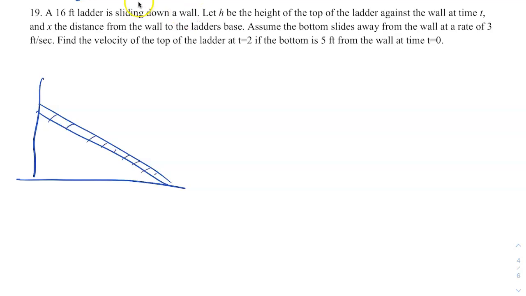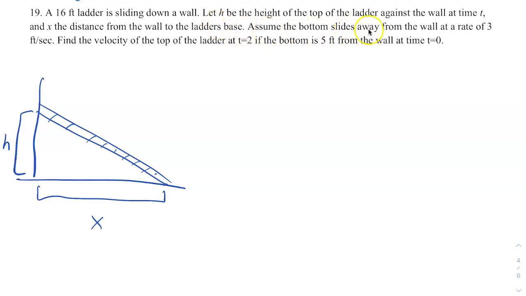Magnifique. Okay. Let h be the height of the top of the ladder. So from here to here is h, sliding the top of the ladder against the wall at time t. Let x be the distance from the wall to the ladder's base. So here is x.